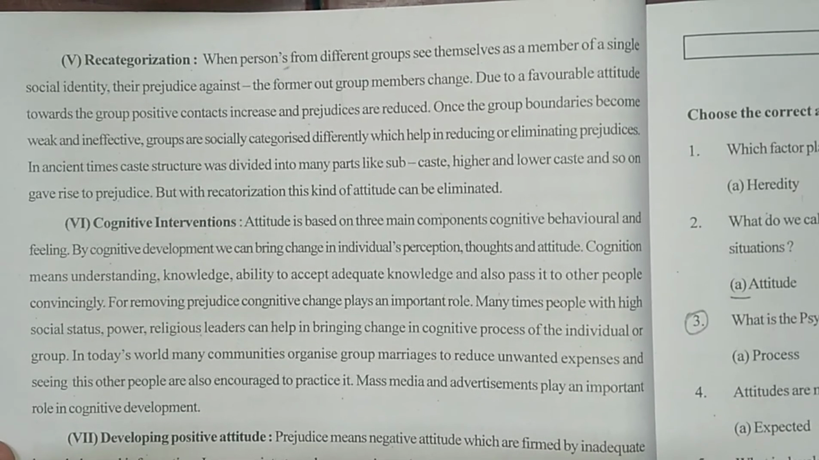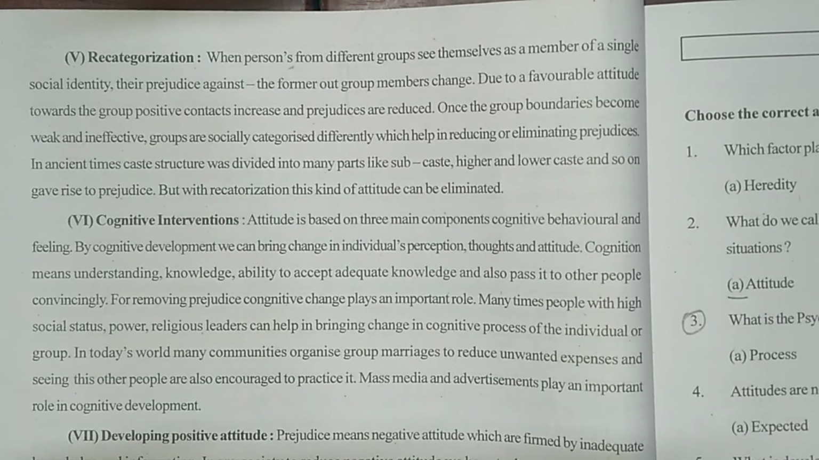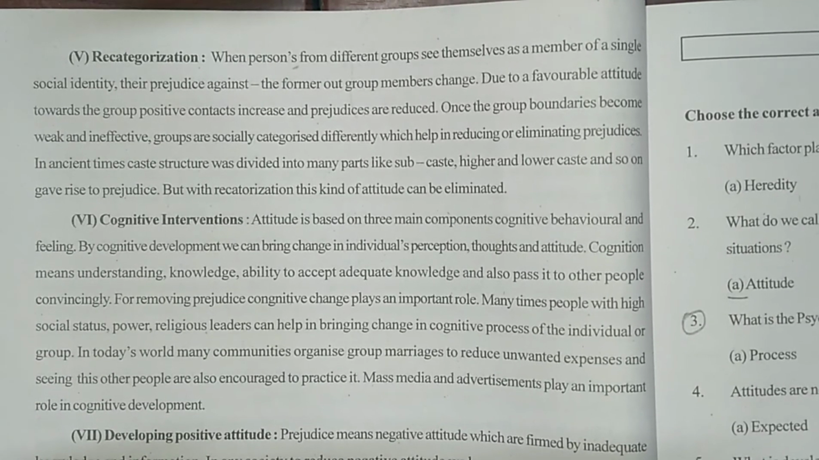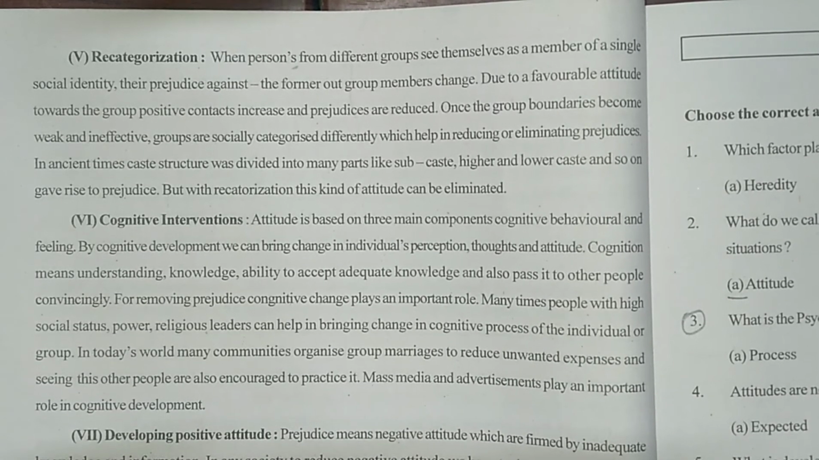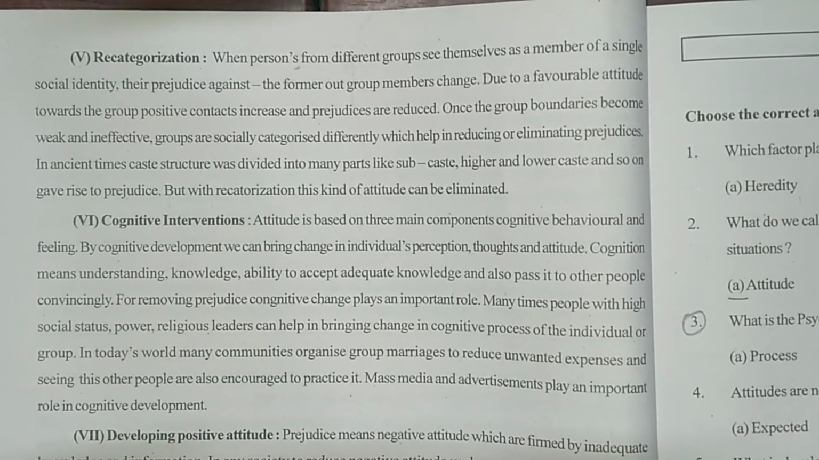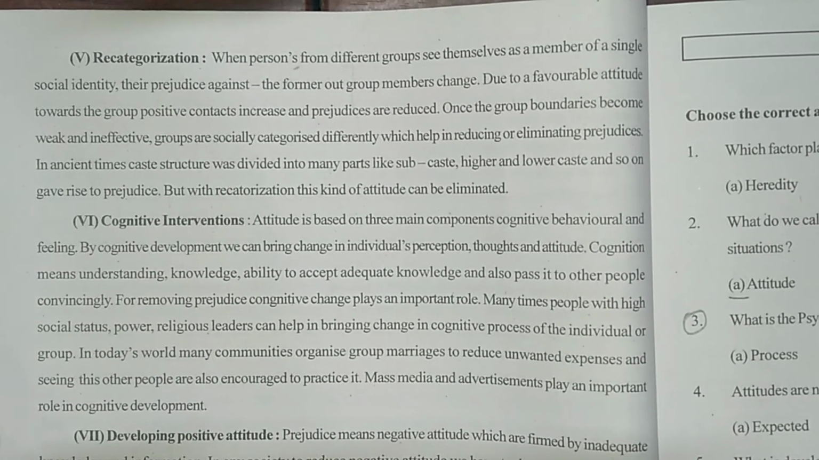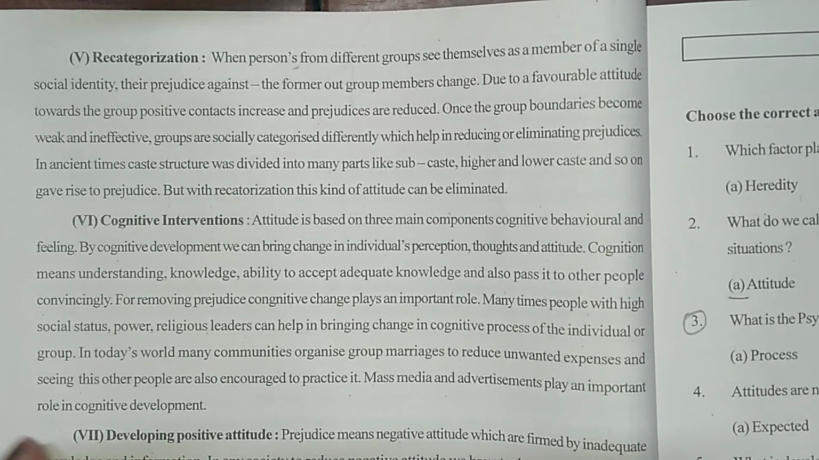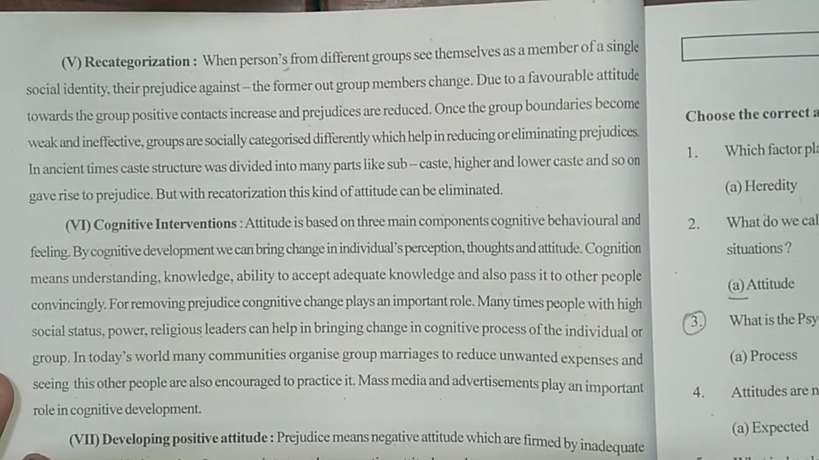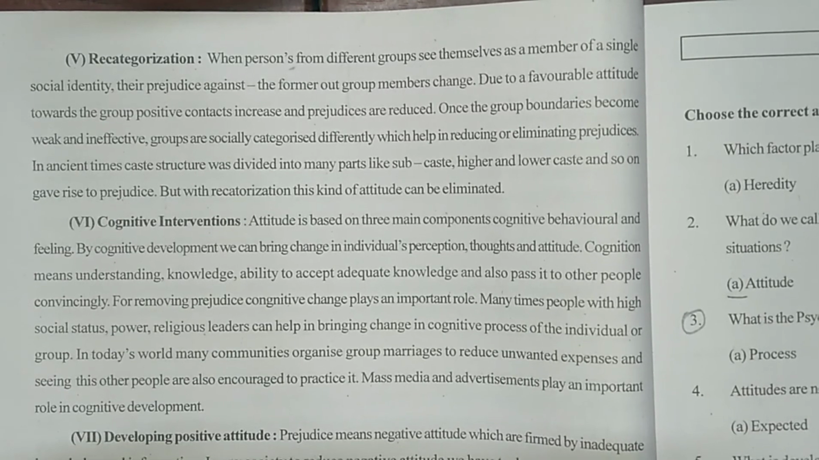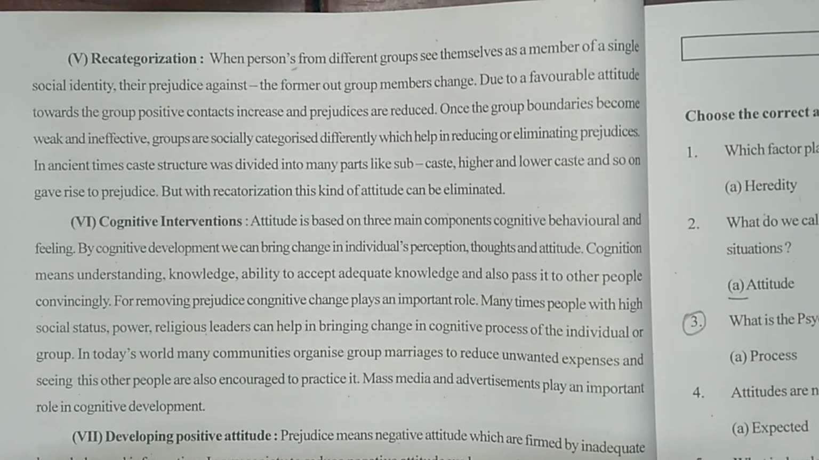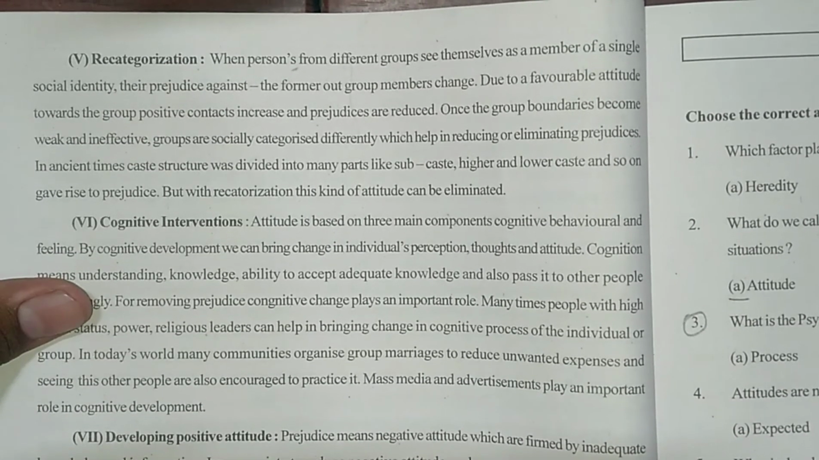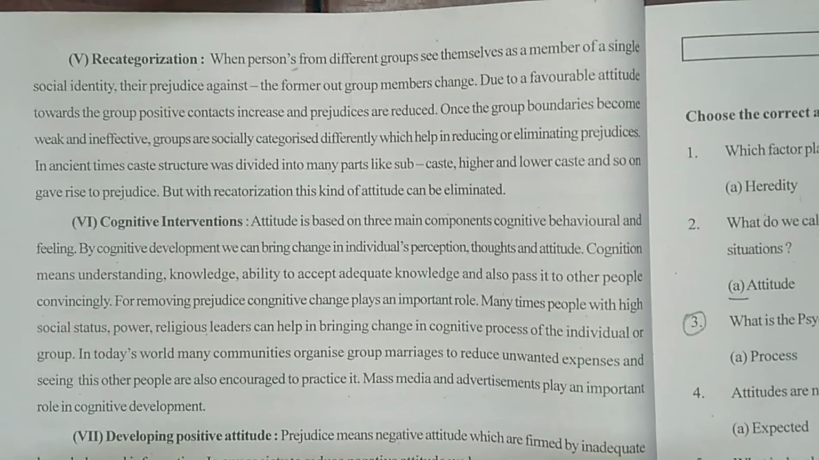Recategorization. When people from different groups see themselves as members of a single social identity, their prejudice against the former outer group members changes. Due to the favorable attitude towards the group, positive contacts increase and prejudices are reduced. Once the group boundaries become weak and ineffective, the groups are socially categorized differently, which helps in reducing or eliminating prejudices. In ancient times, the caste structure was divided into many parts like subcaste, higher and lower caste, and so on, which gave rise to prejudice. But with recategorization, this kind of attitude can be eliminated.